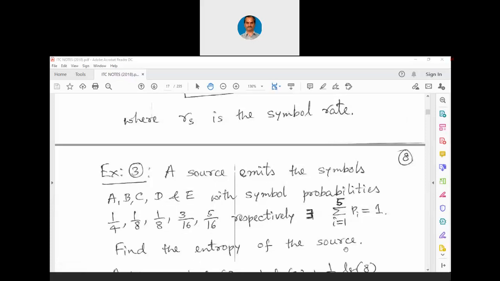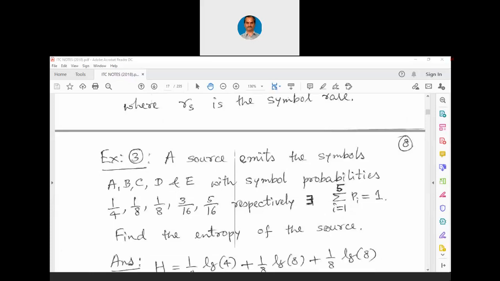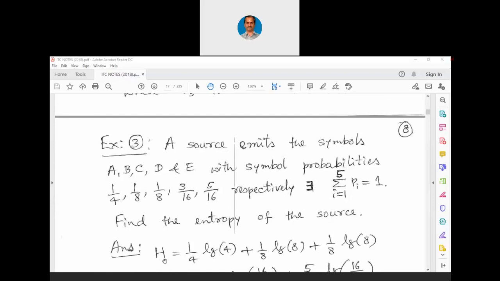Now, this exercise is easy. We know the formula for entropy. The formula for entropy is H equals summation of Pi into log of 1 over Pi. I'm sorry, I said it in reverse. Pi into log of 1 over Pi. Pi is 1/4. Log of 1 over Pi, 1 over 1 over 4 is 4.